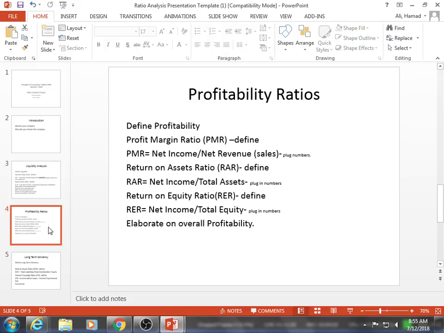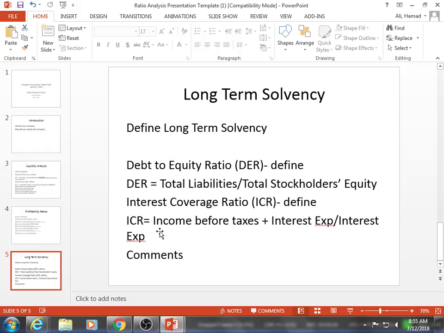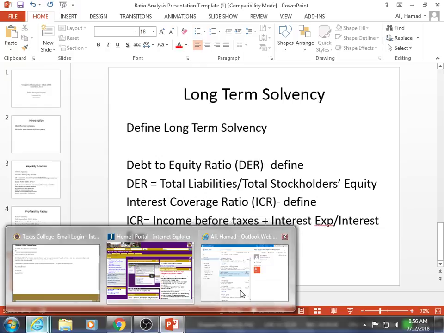We did the profitability, we did long-term solvency. We have to do the market strength ratio. I think I put up the wrong one, not the one I sent you, the market strength. There's one more slide, market strength. Why is it not showing up? Let me go back to my email one more time.